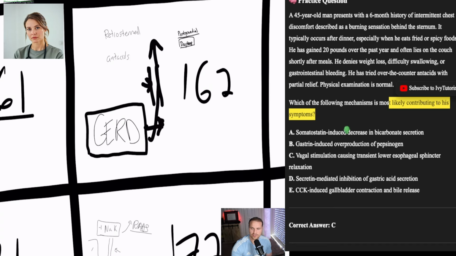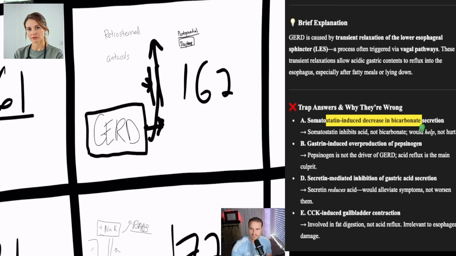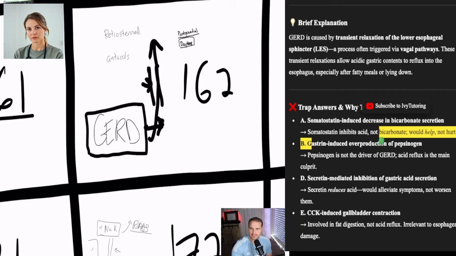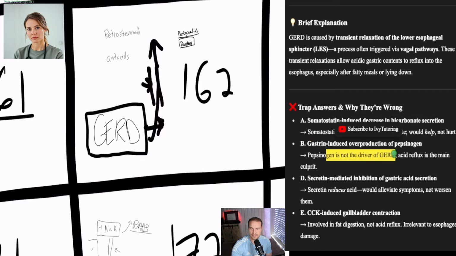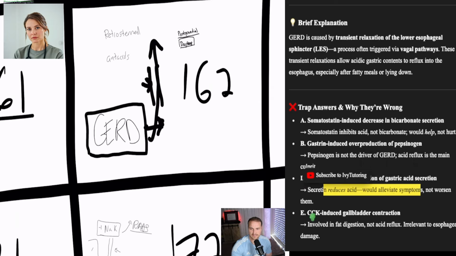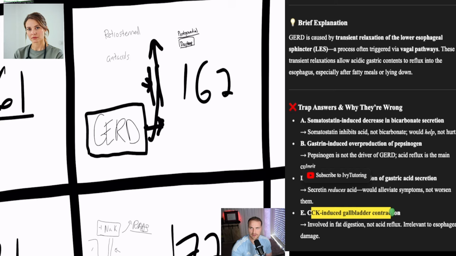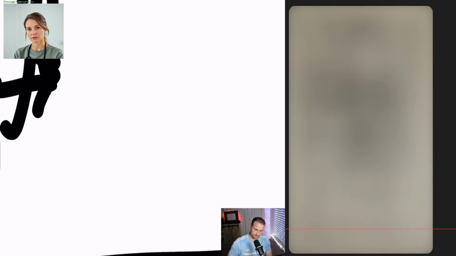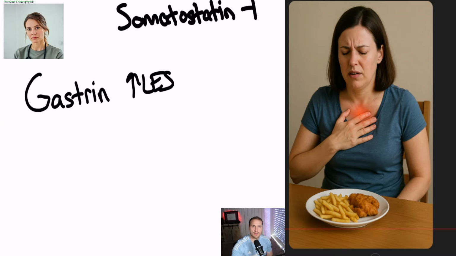And it asks what's contributing to this. And so somatostatin is actually helping, not contributing to that. Gastrin overproduction, pepsinogen is not the driver. Acid reflux is. Secretin-mediated inhibition of gastric acid secretion would reduce the acid, alleviating symptoms, and CCK-induced gallbladder contraction would involve fat digestion. All right, so here's a relevant photo of the patient.